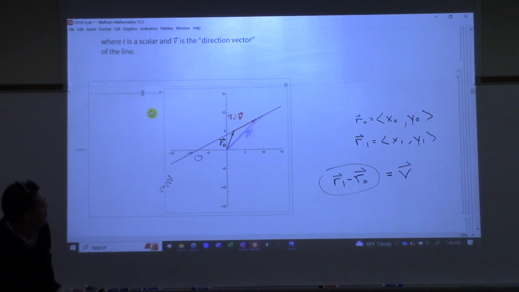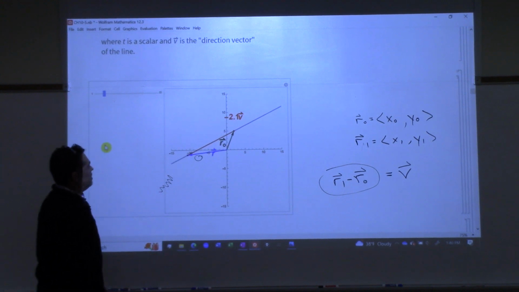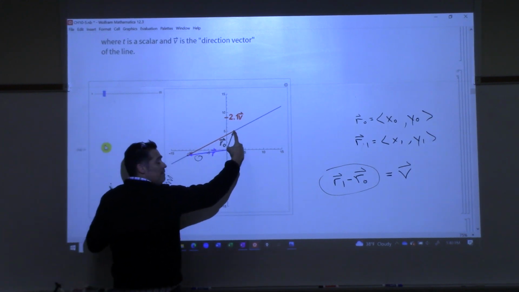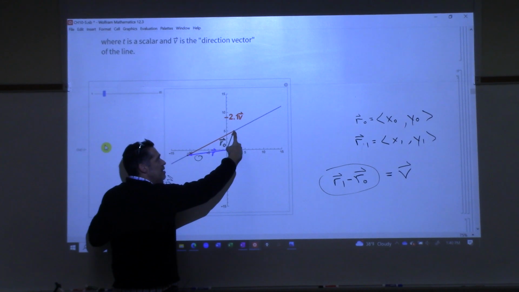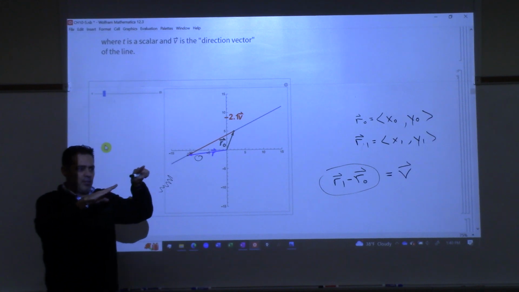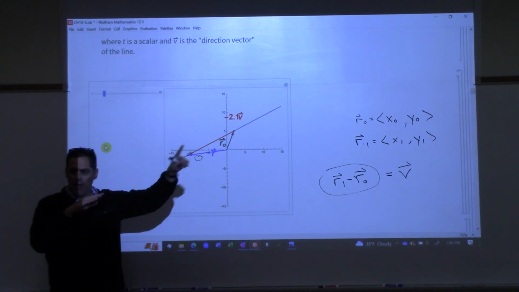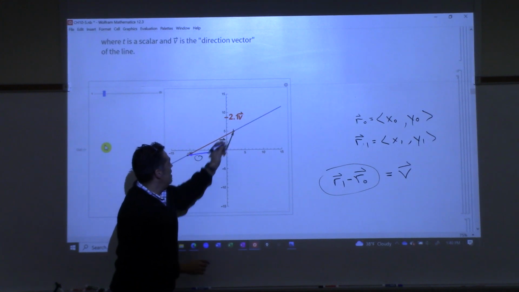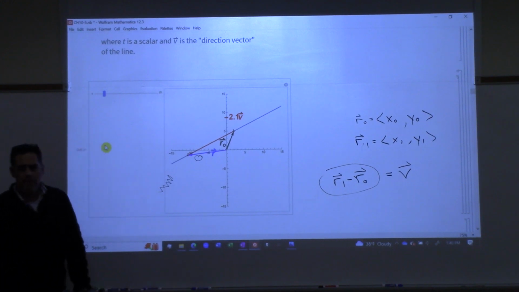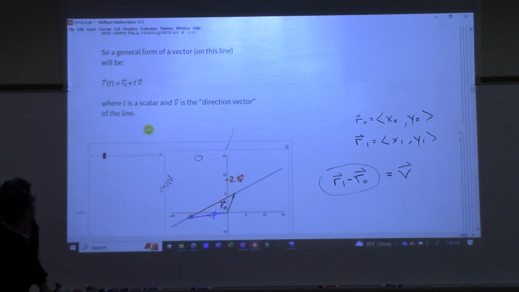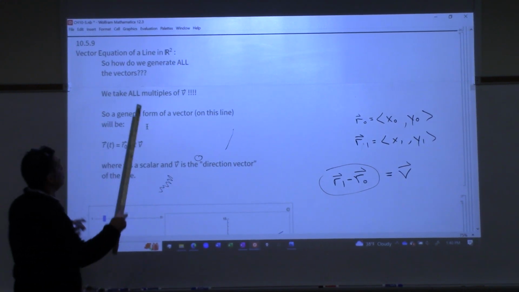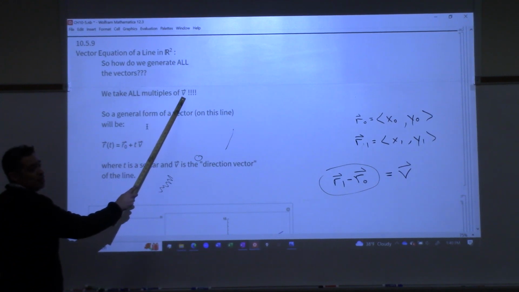So what is it that I really need to do this? In order to figure out all the vectors, I really only need one vector going to one point, and then this very important red vector. That red vector allows me to scale and go anywhere I want on that line. So the R0 takes me to the line, and then the V takes me in both directions on that line. You see that? So how do we generate all the vectors? We take all the multiples of V and add it to the R0.